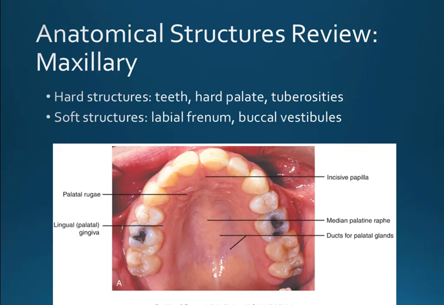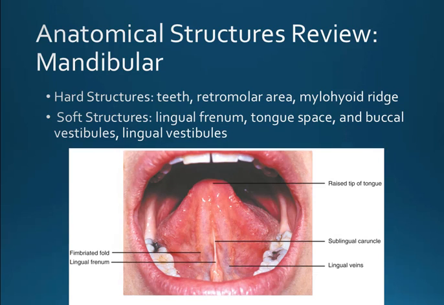The soft structures, the labial frenum, and that is located right underneath the lip, above the central incisors, and the buccal vestibules, and that is that space between the teeth and the cheek, all the way around the arch of the mouth on the top. So now let's talk about the mandibular structures.